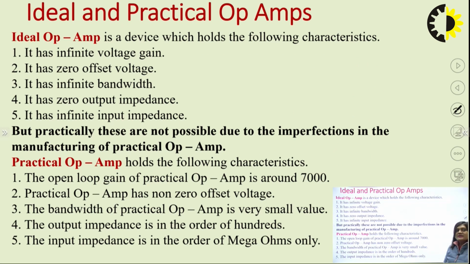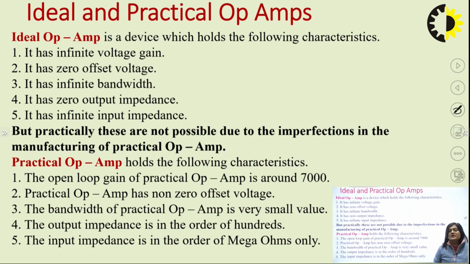So these are the characteristics of the ideal and practical op-amp. The ideal op-amp has characteristics like infinite voltage gain, zero offset voltage, infinite bandwidth, and zero output impedance. It has an infinite input impedance, but practically these are not possible due to the imperfections in the manufacturing of a practical op-amp. And the practical op-amp holds the following characteristics.